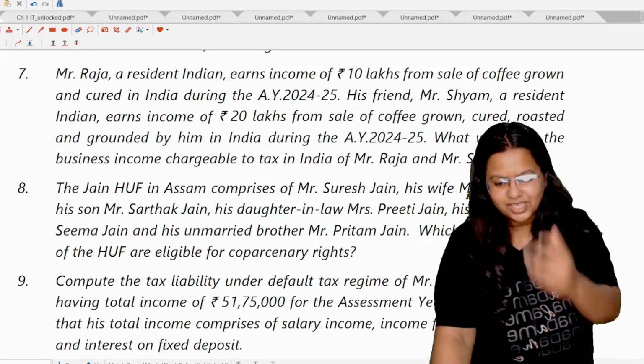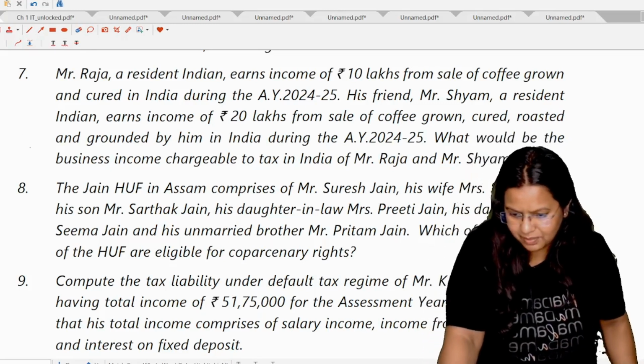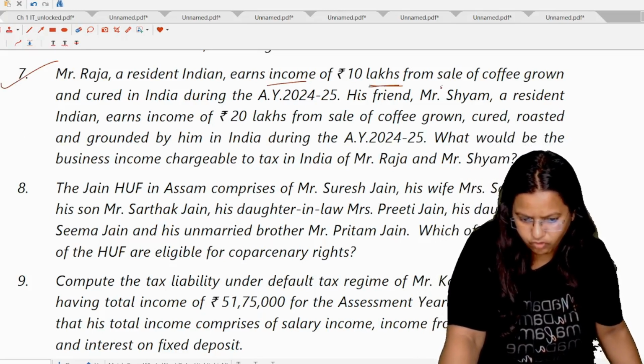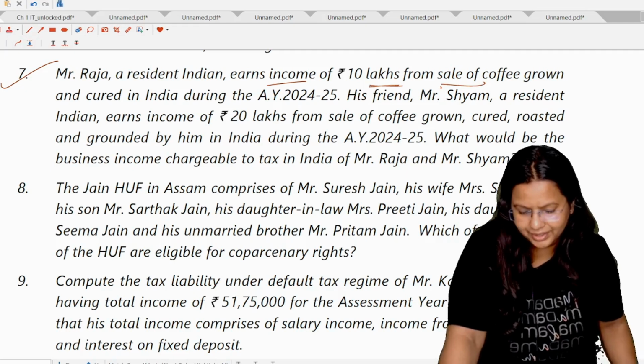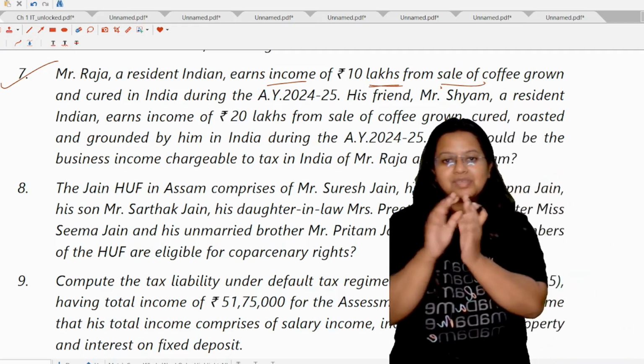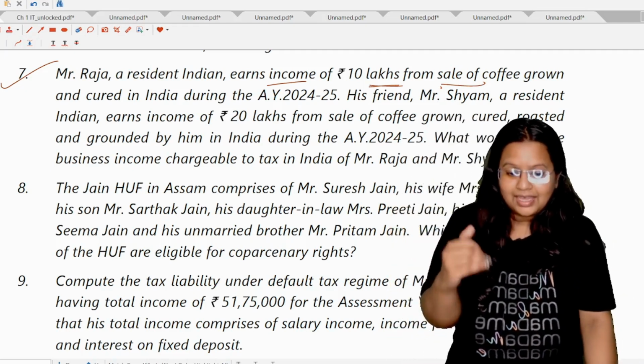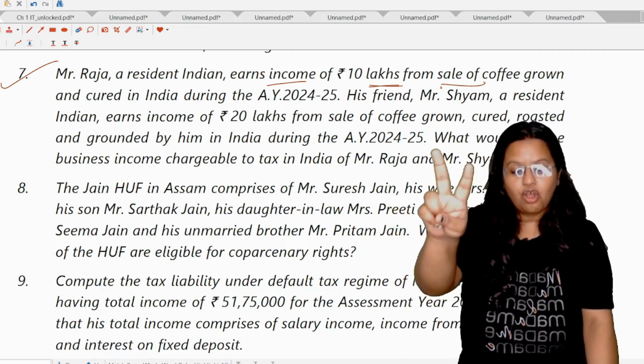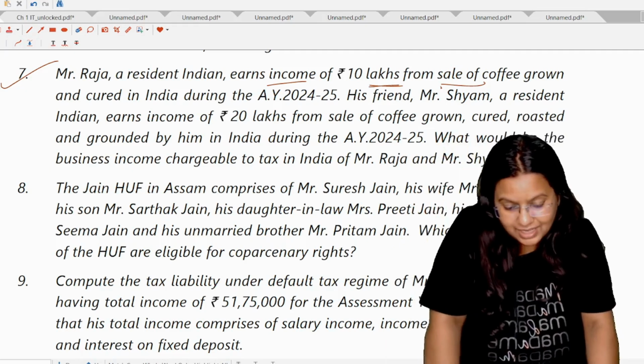So students, now the next question is question number 7. Mr. Raja, a resident Indian, earns income of rupees 10 lakhs from sale of coffee grown and cured in India. The main point here is that Mr. Raja, who is a resident Indian, is earning income, but he is doing 2 processes for the coffee. First is growing the coffee and second is curing the coffee.